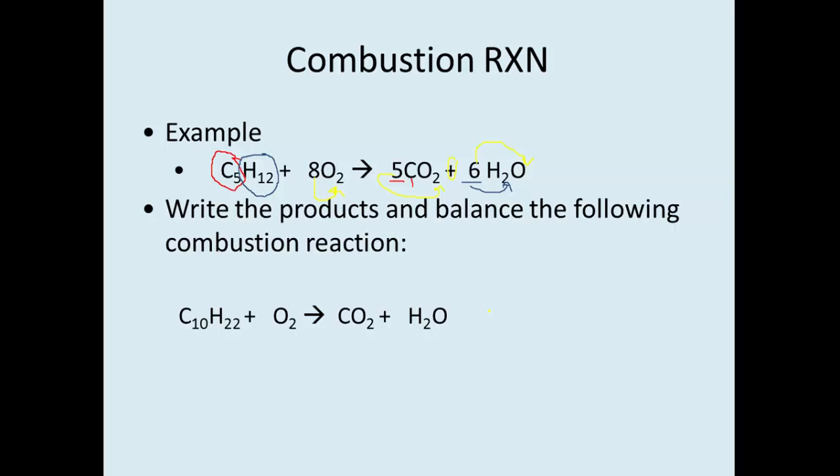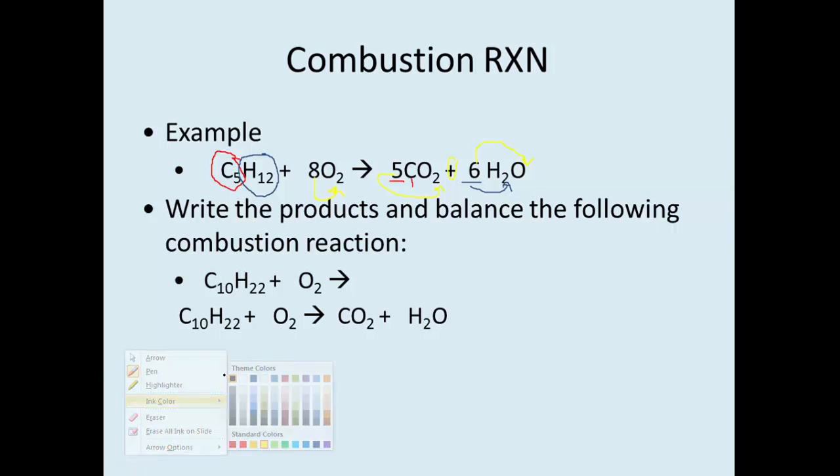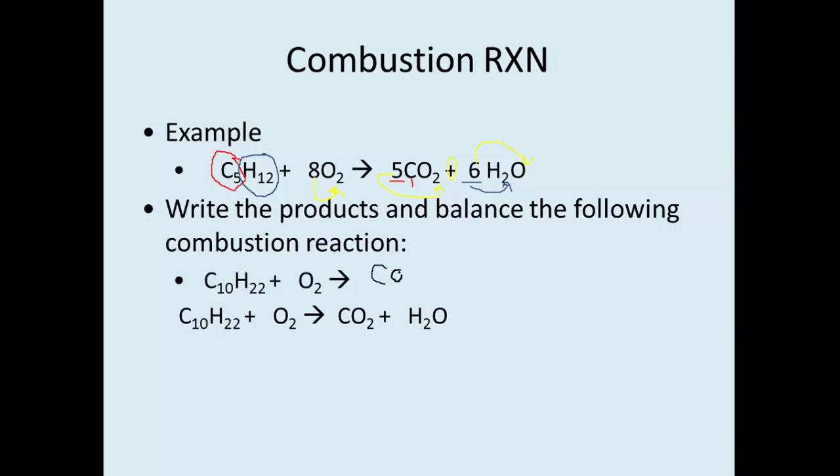So we're going to write the products and balance the following combustion reaction. So we have C10H22 plus O2. We need to know what it's going to give off. So we know that CO2 is always going to be a product, and same thing with water. So that is what this equation is showing. But now, is that balanced?